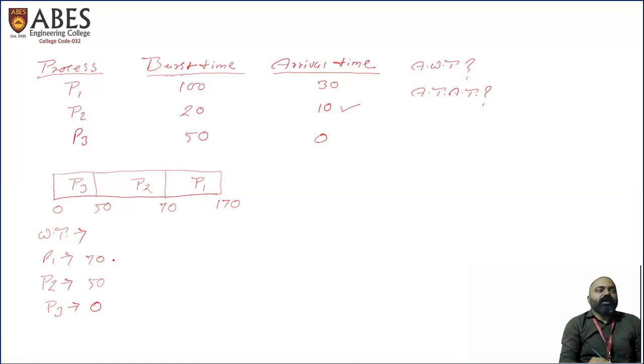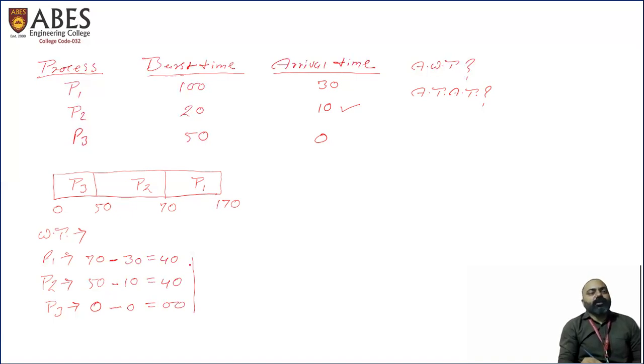So arrival time of P1 is 30. You can see here 30. So this will be 70 minus 30 equals 40. And for P2, this is 10. So 50 minus 10 equals 40. And for P3 it is 0. So 0 minus 0 equals 0. So these are the actual waiting times for P1, P2, and P3.